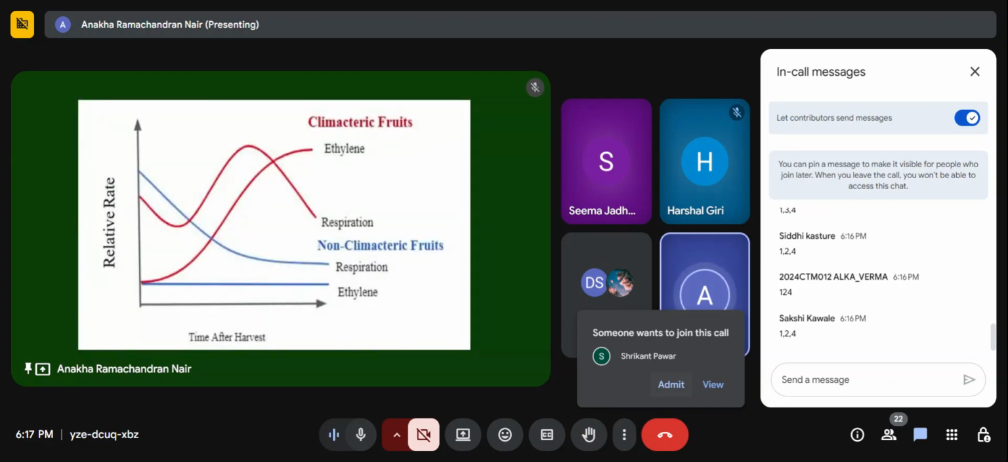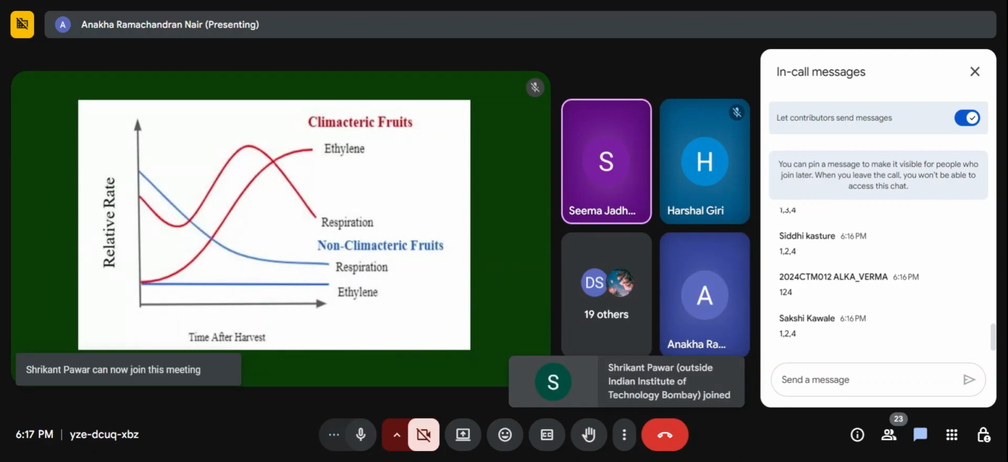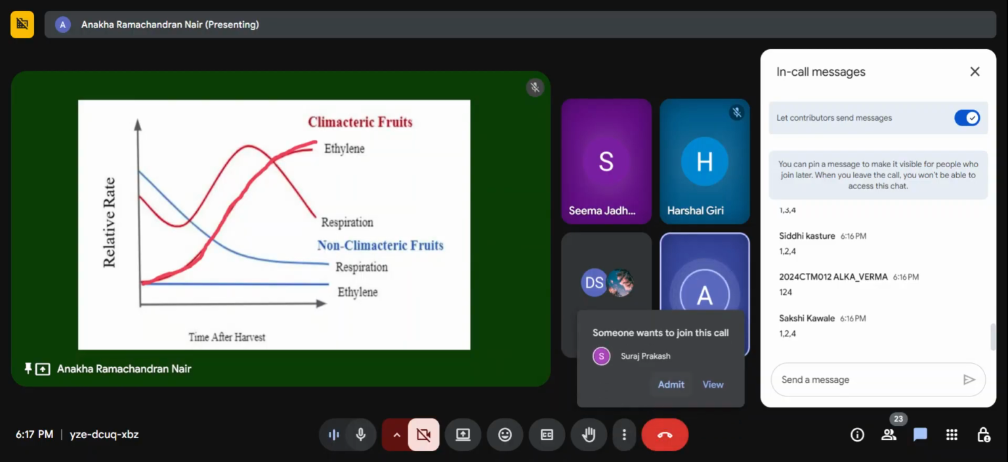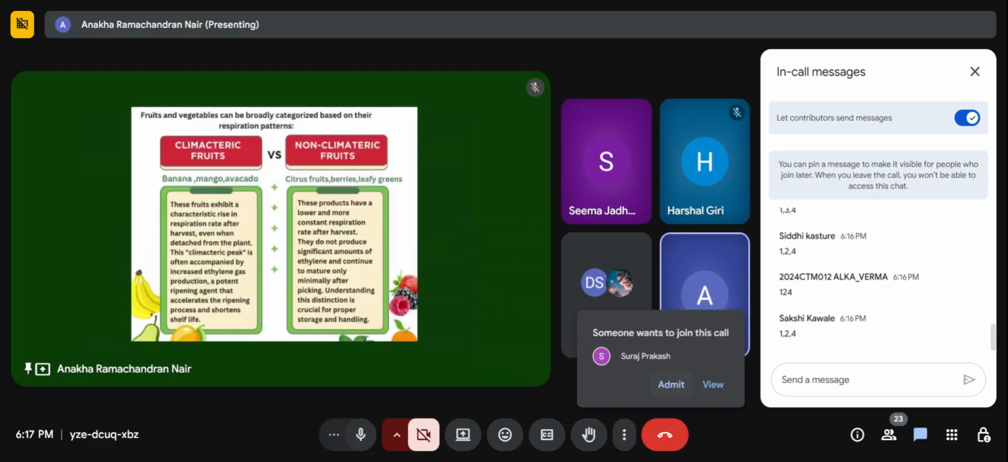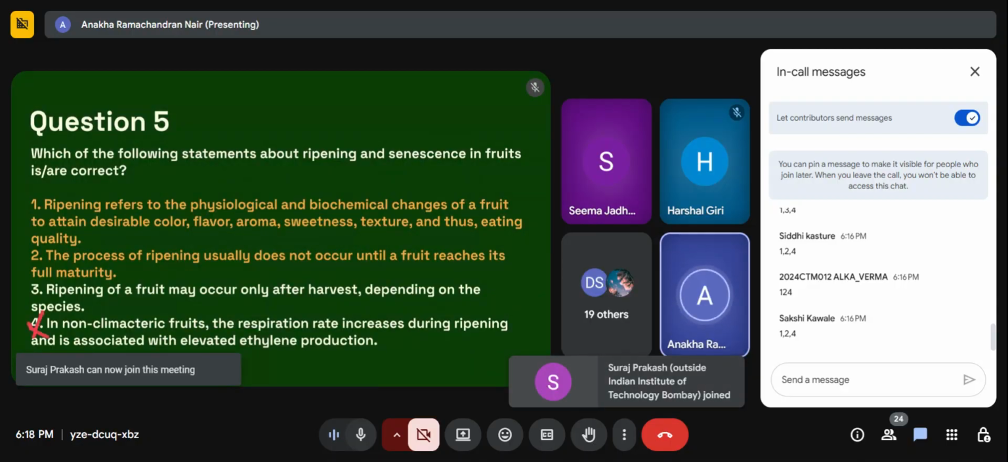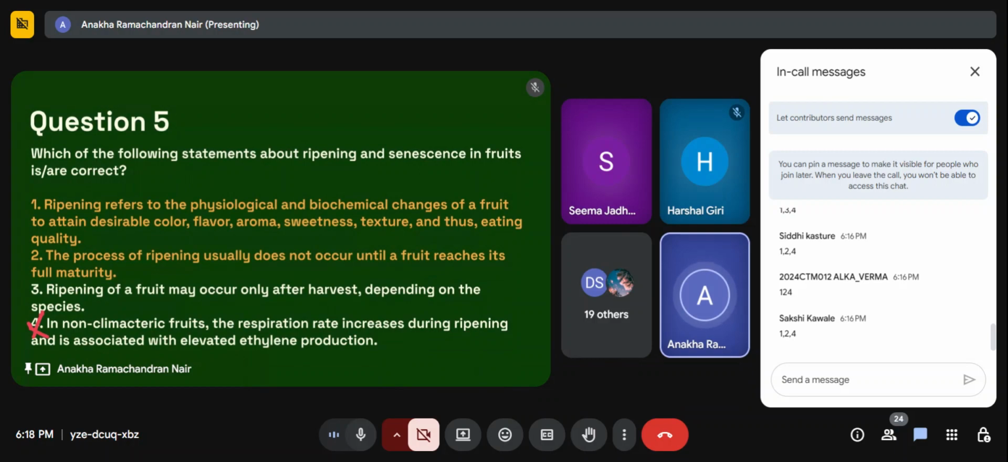So this graph is going to show you that too, right? The red lines that you see are for the climacteric fruits, and the ethylene production for climacteric fruits increases after harvest, right? But for the non-climacteric fruits, it does not. It remains stable, right? So this is also not correct. In non-climacteric fruits, the respiration rate does not increase during ripening and is not associated with elevated ethylene production. So if this said climacteric instead of non-climacteric, this would have been correct. So the correct answer for this is option 1 and 2 only.